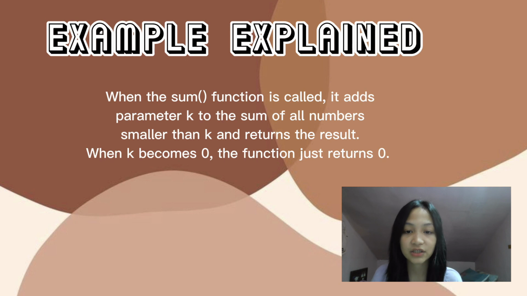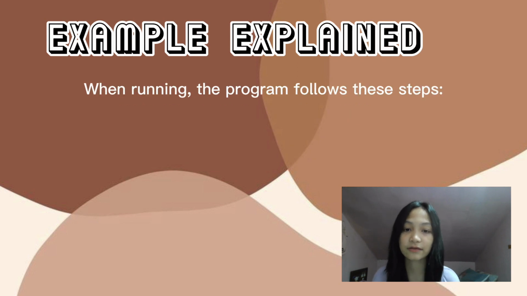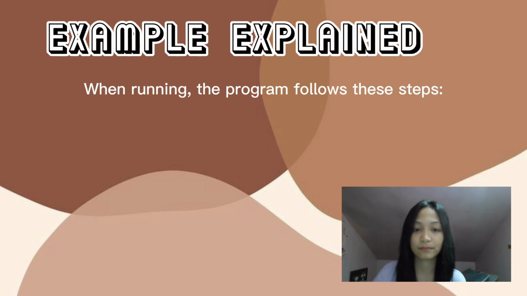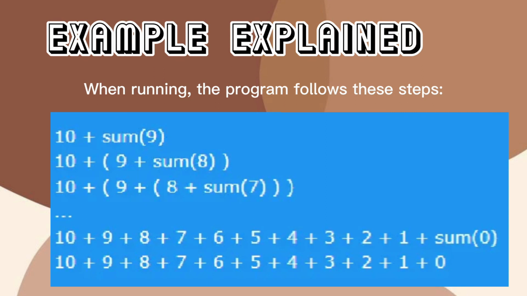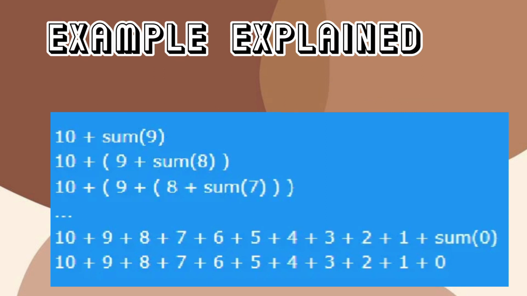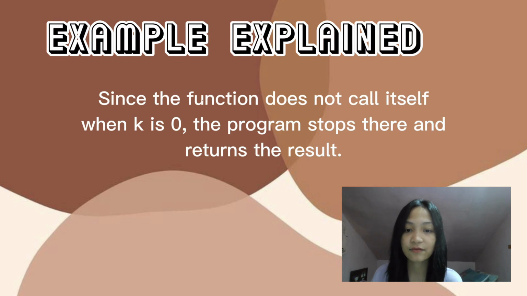When the sum function is called, it adds parameter k to the sum of all numbers smaller than k and returns the result. When k becomes 0, the function just returns 0. When running the program, follow this step. Since the function doesn't call itself when k is 0, the program stops there and returns the result.